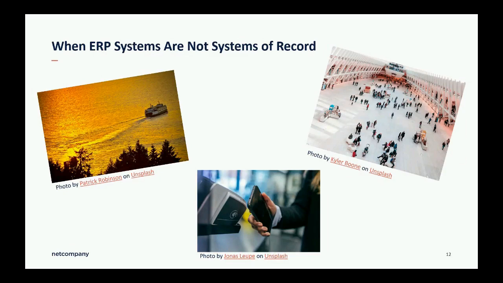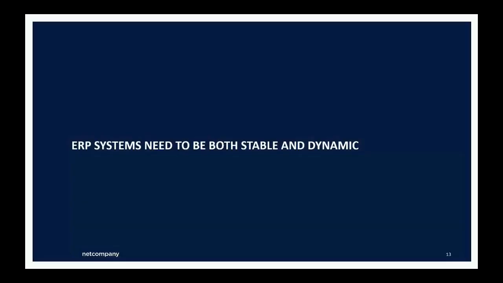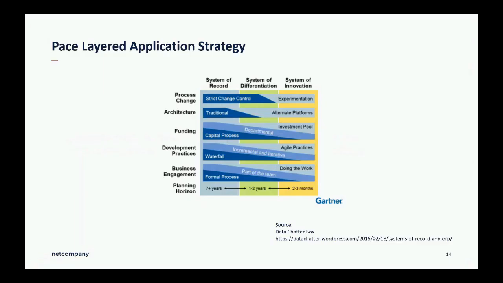When parts of the system need to be stable and others do not, it's important that the system architecture reflects that, so that some of the systems run fast and are agile, while others are stable and secure. So we'll talk about that when we talk about implementations a bit later. And now I just made that specific conclusion, but it's like a sub-conclusion. ERP systems really do need to be both stable and dynamic.